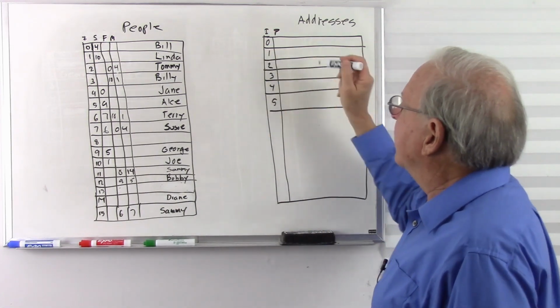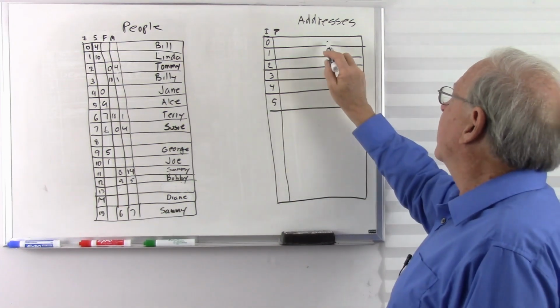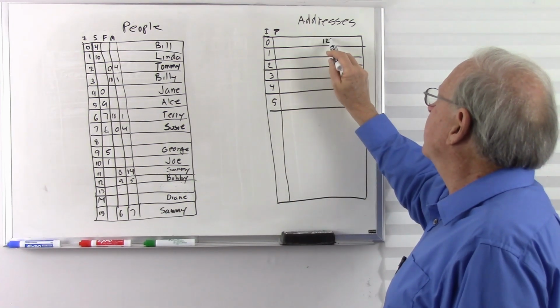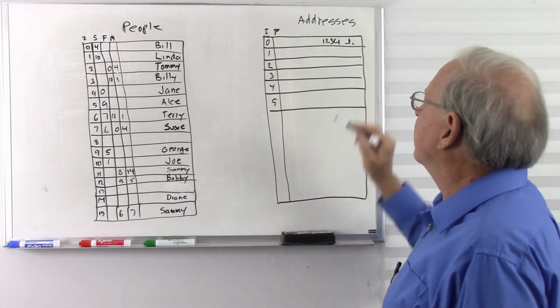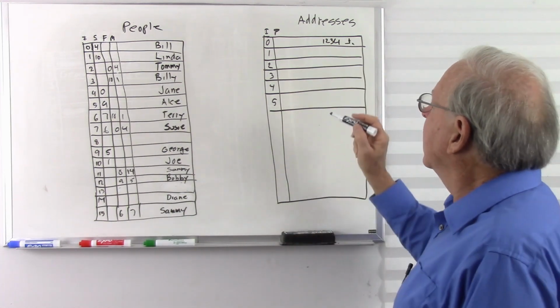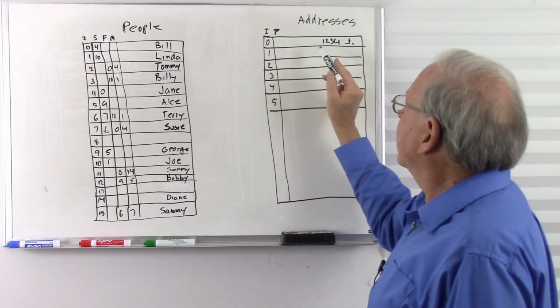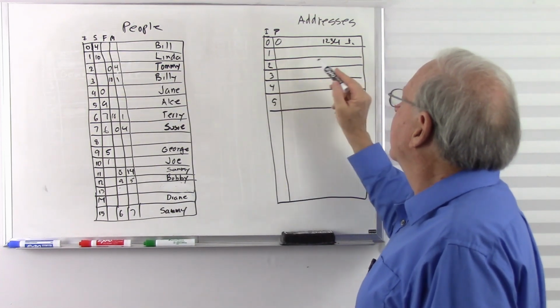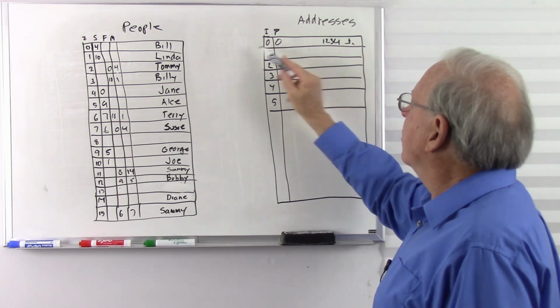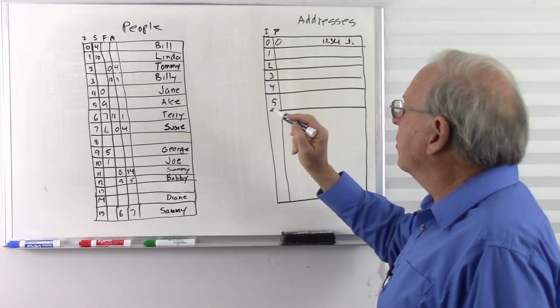So Bill has an address. Let's say it's 1234 J Street. I'll just make these up as I go along. Okay, so how does that tie back to Bill? Well, Bill is person number 0, so I'll just put that right here. And so person number 0 goes with address line 0.